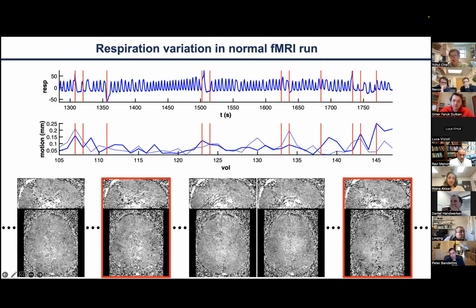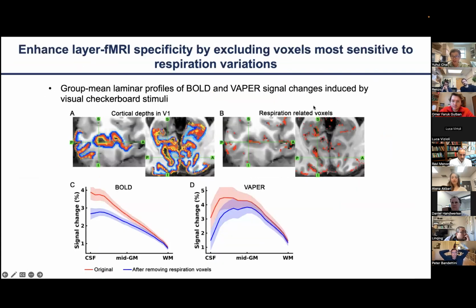For example, divide one run of your fMRI into two subgroups. One group is the images acquired when the respiration shows some variation, and the other group is acquired when the respiration is relatively stable. In this way, we can generate a map identifying those voxels most sensitive to the respiration variations. And this could reflect the large vessel distribution. And here is an example.